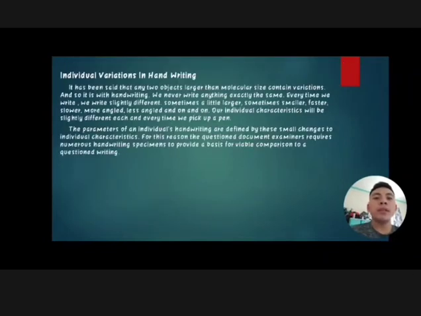Individual variation in handwriting. It has been said that any two objects larger than molecular size contain variation, and so it is with handwriting. We never write anything exactly the same. Every time we write, it is slightly different.